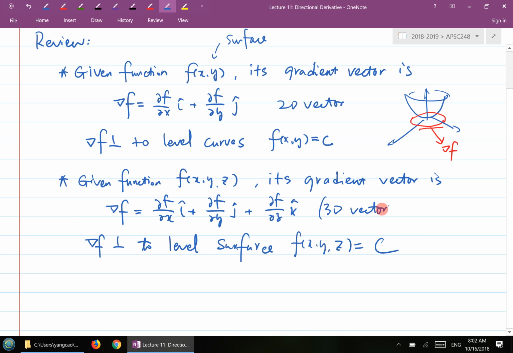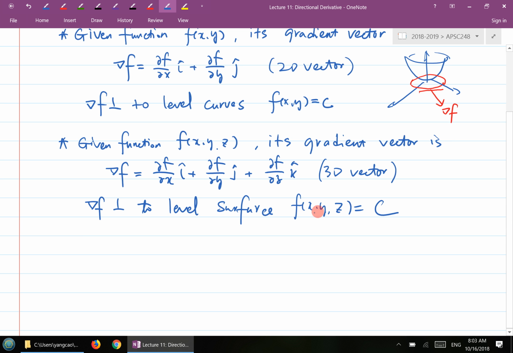A 3D vector basically means it's a vector pointing in a certain direction in 3D space, and this vector is perpendicular to the level surface f(x, y, z) equal to c. I'm just drawing an arbitrary surface here. Then at a certain point on that surface you have your del f pointing a certain way, and that del f is perpendicular to this surface at this point. So this is what we also proved, the two theorems from the previous lecture.